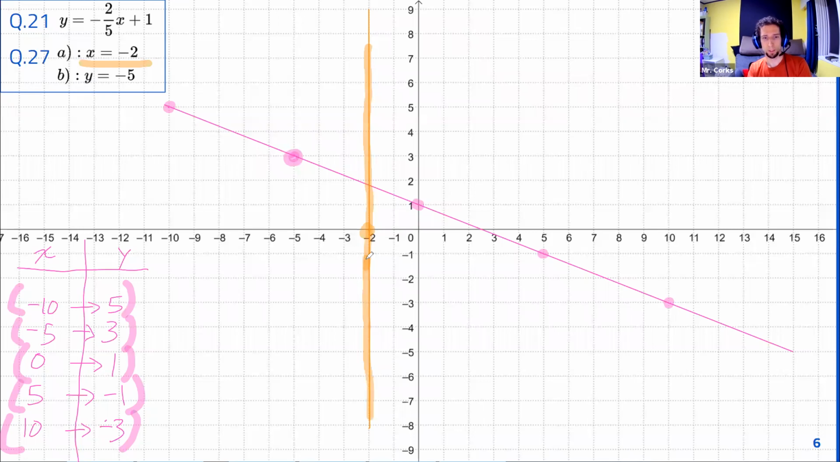So that's it. So special case, if it's just x equals something, that means it's a vertical line. So the x values are always -2. The y values can be anything else.